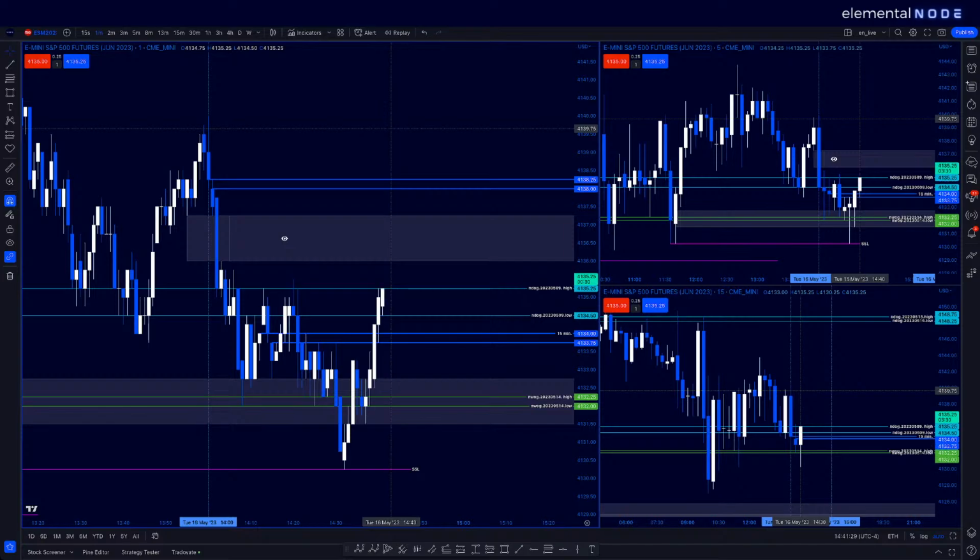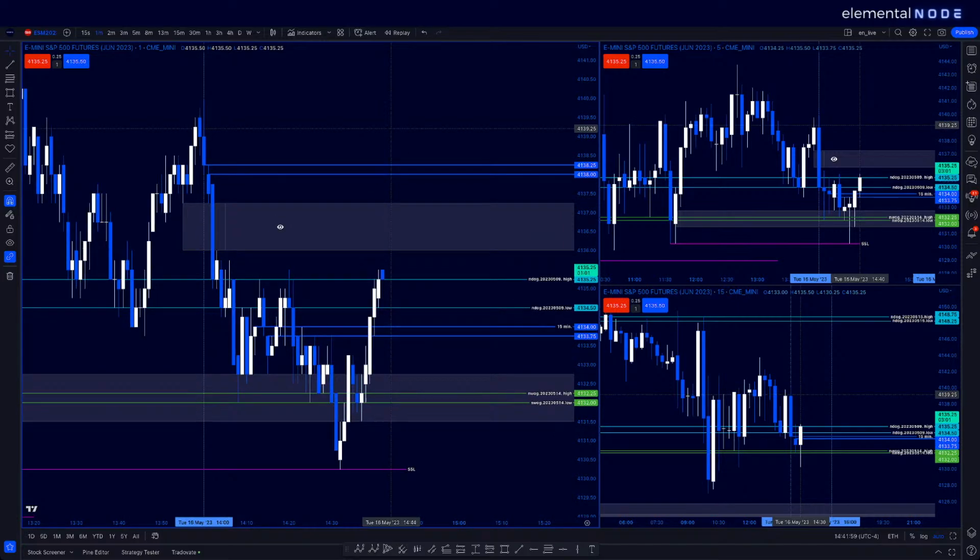Looks like it tapped the high. Struggling a little bit. No signs of slowing down yet. So we have a tiny little market structure shift. And there goes the high. Let's see, go into that imbalance.